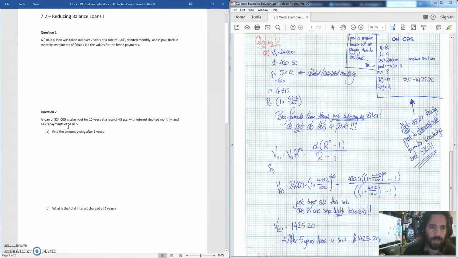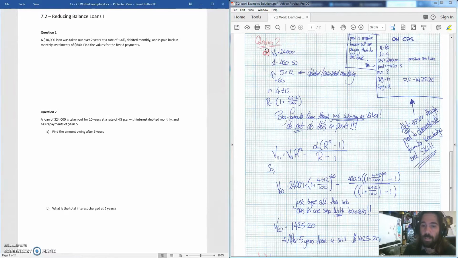Alright, we have a loan, in this case, of $24,000, and it's taken out for 10 years at 4% per annum, with the interest debited monthly, and has repayments of $420.50. So, part A, we're going to find the amount owing after 5 years. So you're going to have to pull all your information out.